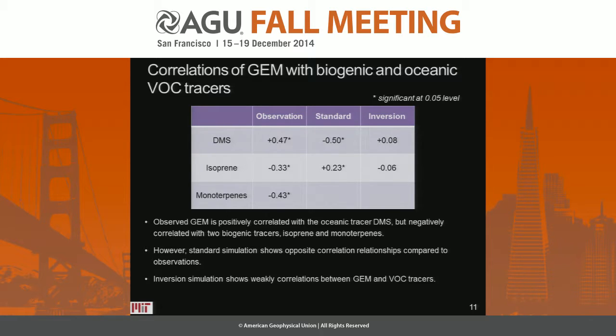The standard simulation shows opposite correlation relationships compared to observations; basically, the model cannot reproduce such correlation relationships. The inversion case shows weak correlations between GM and VOC tracers. Those are preliminary results, and we are working on further adjusting the emissions and model parameters to reproduce those measured correlations.